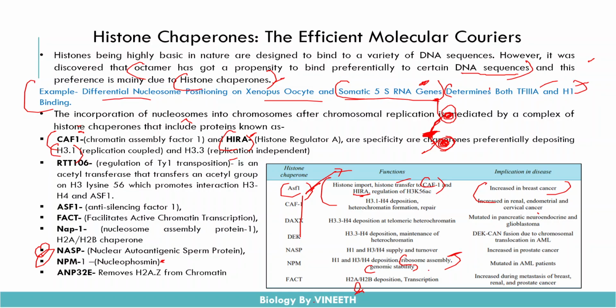And then we have ANP32E, which removes the histone 2 variant H2A.Z, a variant form of histone 2, from the chromatin, making the chromatin active, that is, converting it into euchromatin. So this is what we have about the histone chaperones.